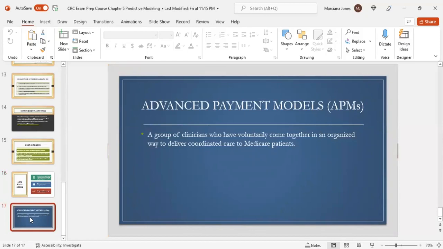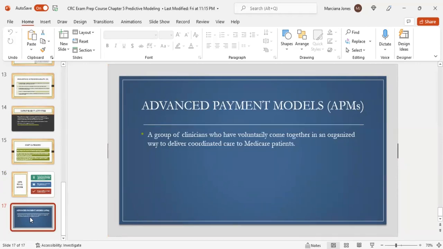So APM, remember we mentioned that earlier, remember there were two options that MIPS eligible clinicians can participate in. So the advanced payment model along with the merit base are the two ways that they can go when it comes to qualifying for the quality bonus.